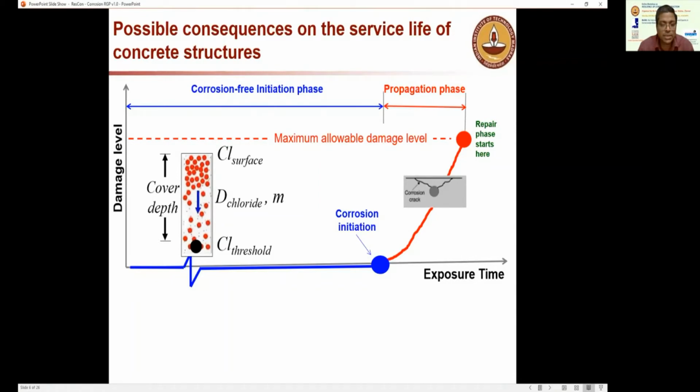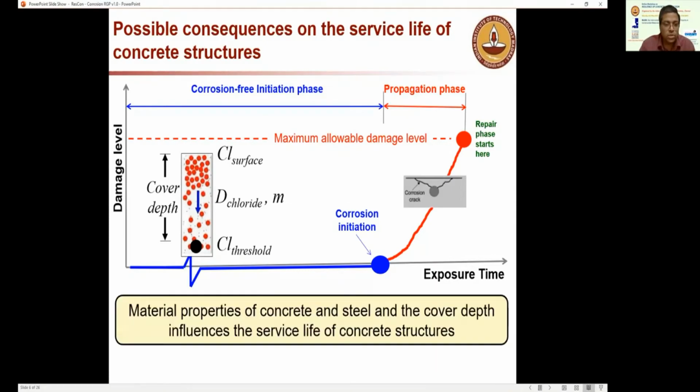So if you want to extend the life of a structure, the most crucial strategy would be to extend the life of the initiation phase. That is, extend the length of the blue line here. That means we have to have concretes with a very low diffusion coefficient, that means very high resistance against chlorides, and at the same time a very high chloride threshold, that means it needs more chlorides to initiate corrosion. So material properties of concrete and steel and the cover depth can influence the service life of concrete structures. All these are very important.